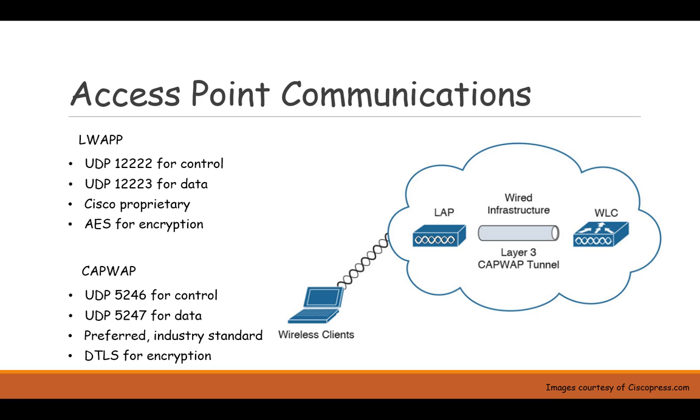When I mentioned that user data is tunneled back to the wireless controller for entry to the network, it's an LWAP or CAPWAP tunnel that's being used to transport that data. These protocols are also responsible for the discovery process and provisioning control messages that are sent between the wireless controller and the access points. Overall, you don't need to be concerned with the details of how the protocols work. However, I would commit the information on this slide to memory.